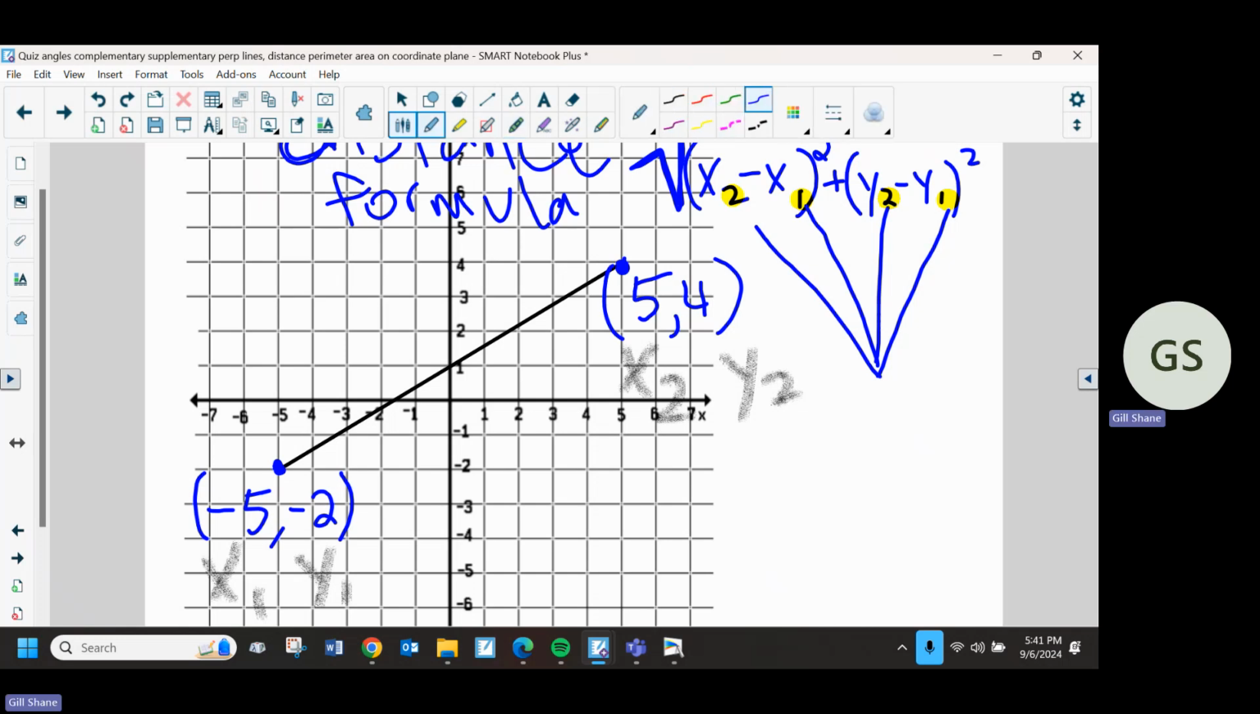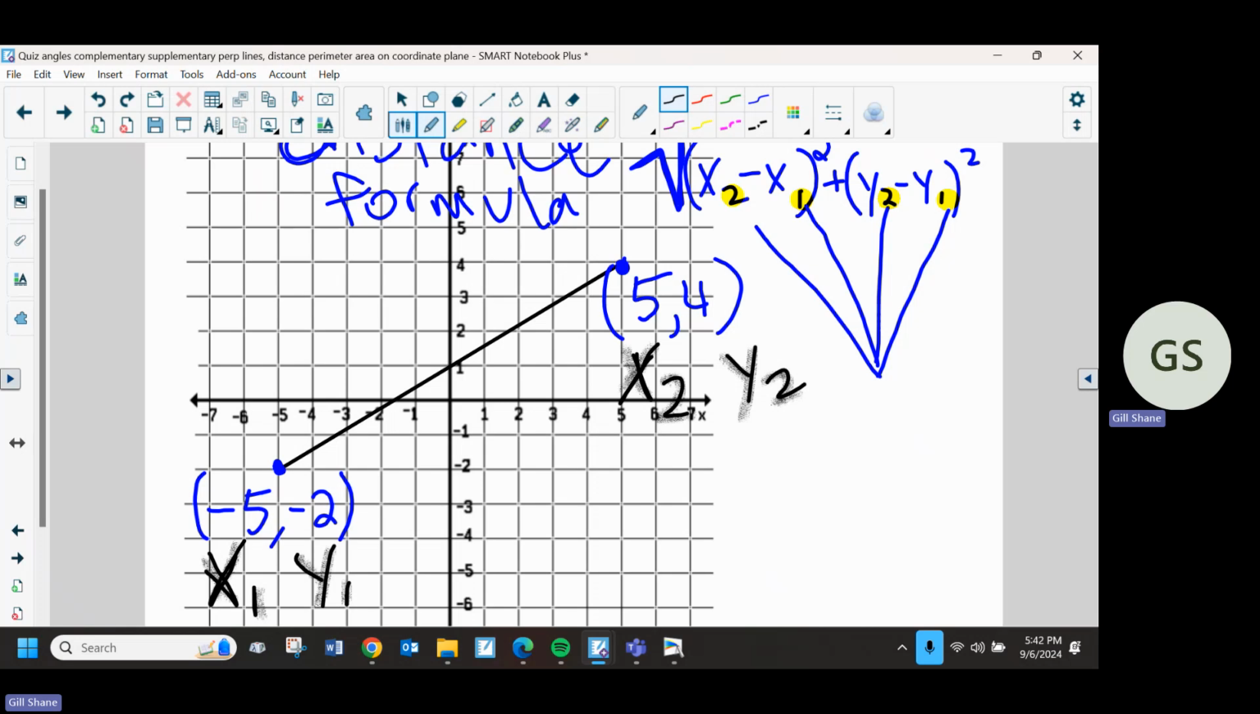So let's see, I'm going to go back to black and label X1, Y1, X2, Y2. I'm saying the point on the left is my first point, that's why it's X1, Y1. The point on the right is my second point, that's why it's X2, Y2. So the ones and twos are just a way to describe which point I'm talking about.